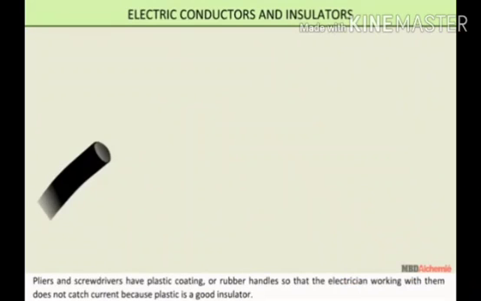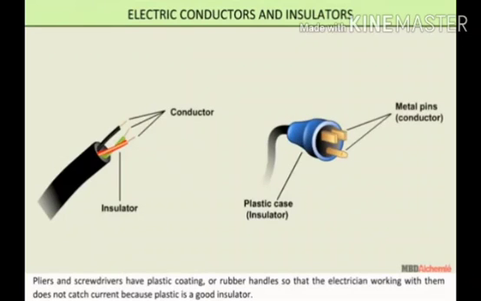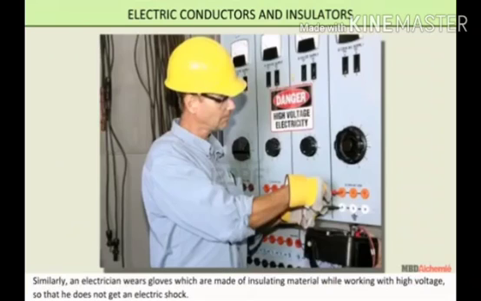Pliers and screwdrivers have plastic coating or rubber handles so that the electrician working with them does not catch current, because plastic is a good insulator. Similarly, an electrician wears gloves made of insulating material while working with high voltage so that he does not get an electric shock.